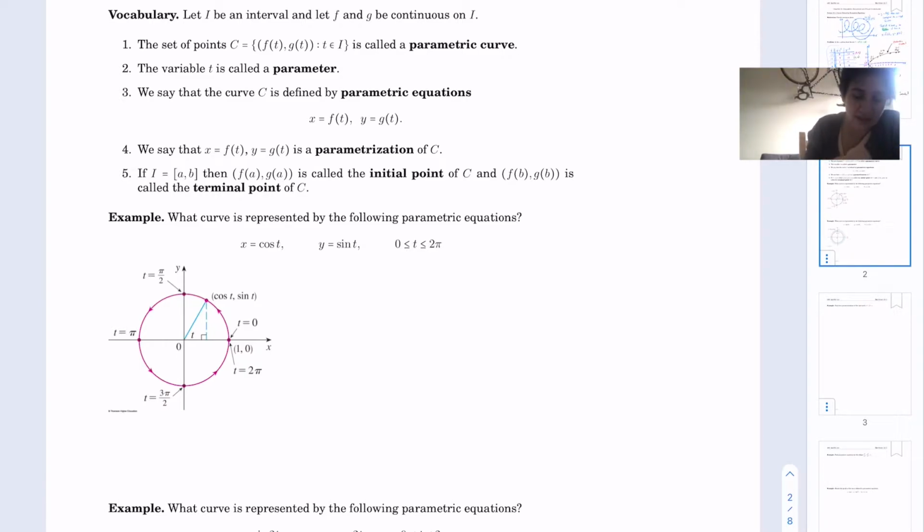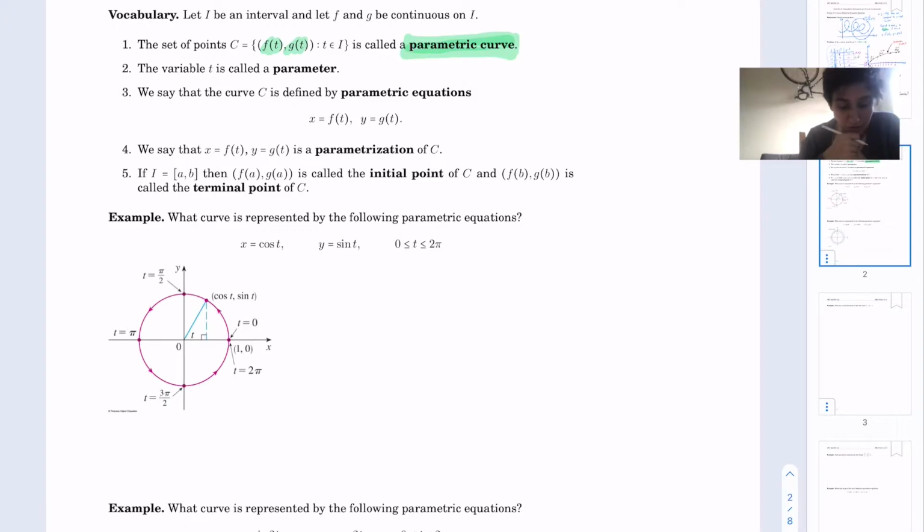We call this set of points, f of t, g of t, as t runs over our interval, our parametric curve, okay? So it's this curve that's drawn in a particular way. t is called our parameter. It is often, but not always, time; you can think of it as time.